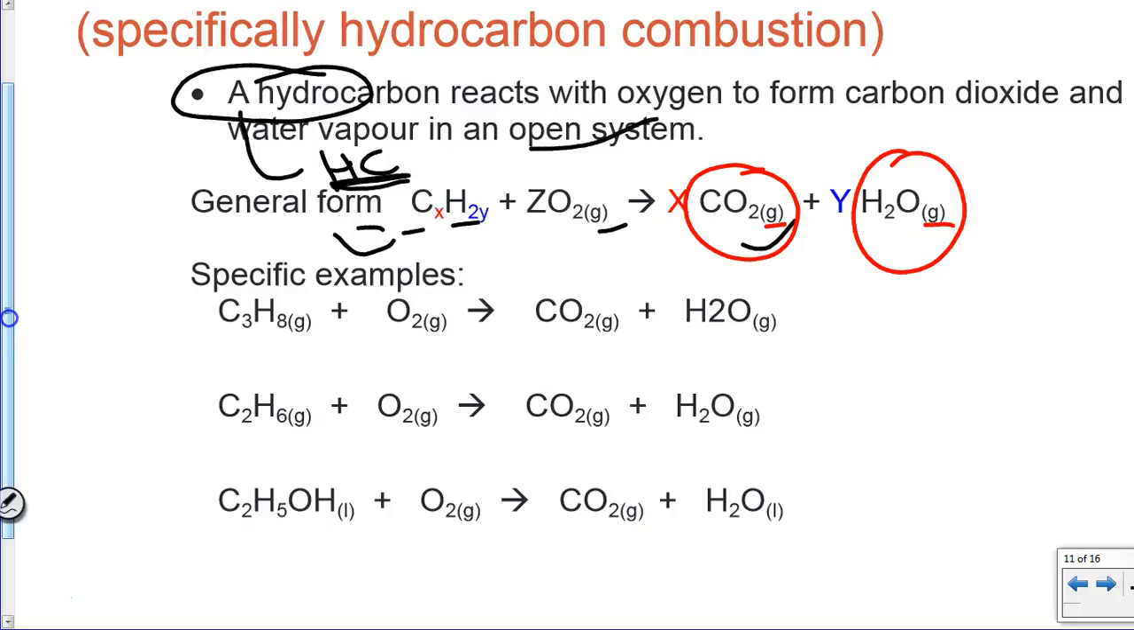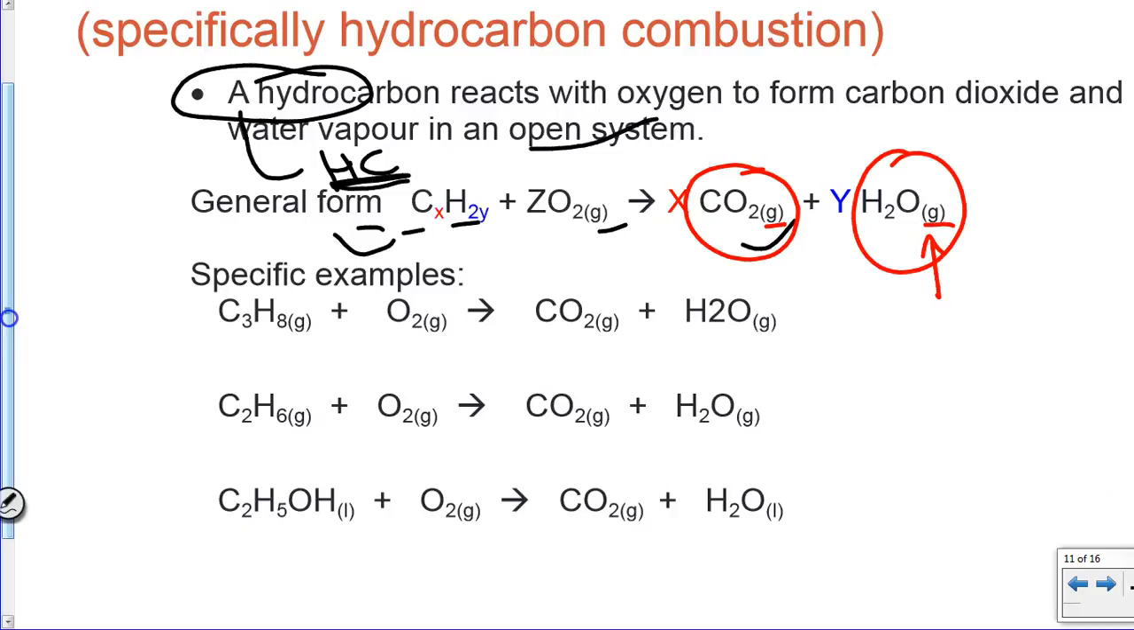But, teachers, you told me H2O is a liquid. Well, guys, you may or may not know this. I'm sorry to let the cat out of the bag. Fire is hot. If fire is hot, water will not be a liquid. It will evaporate and be a gas.